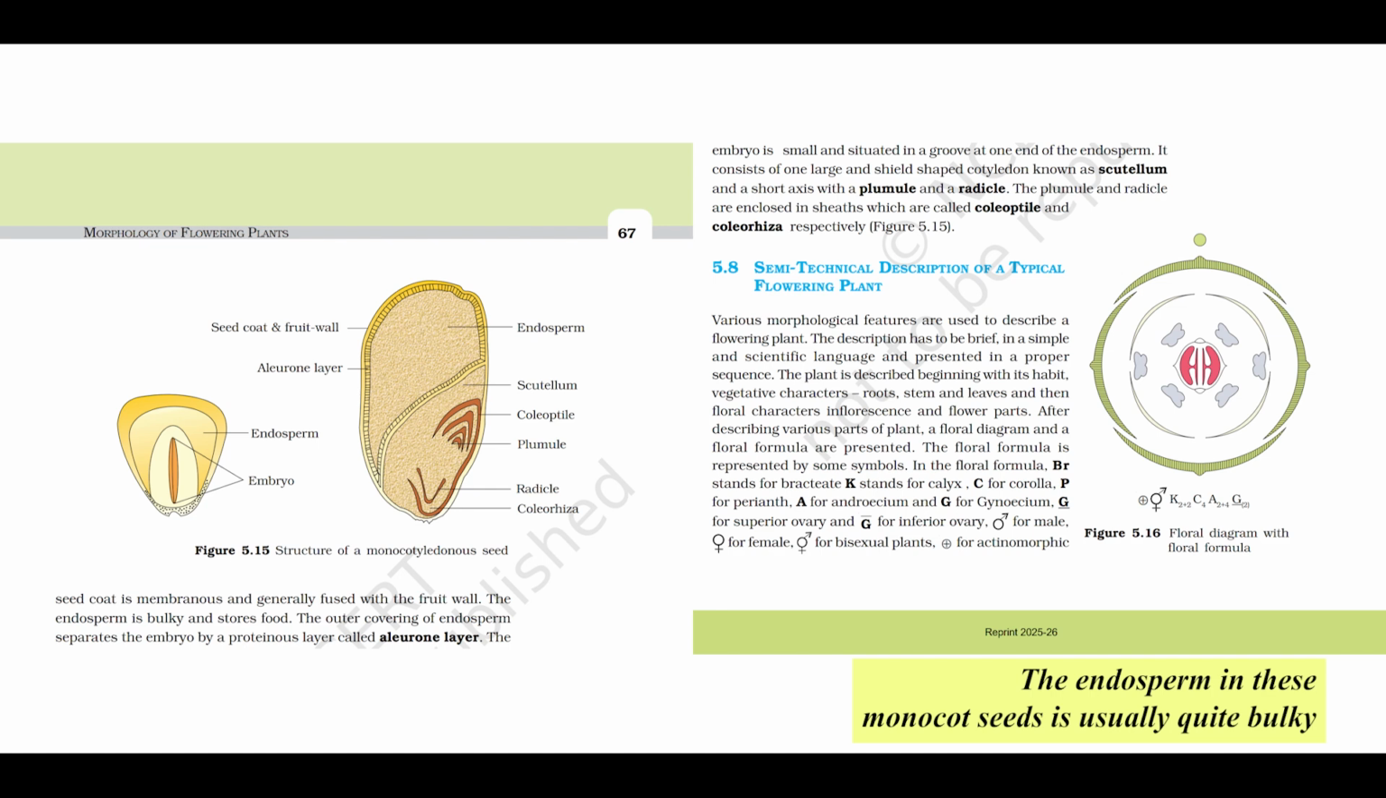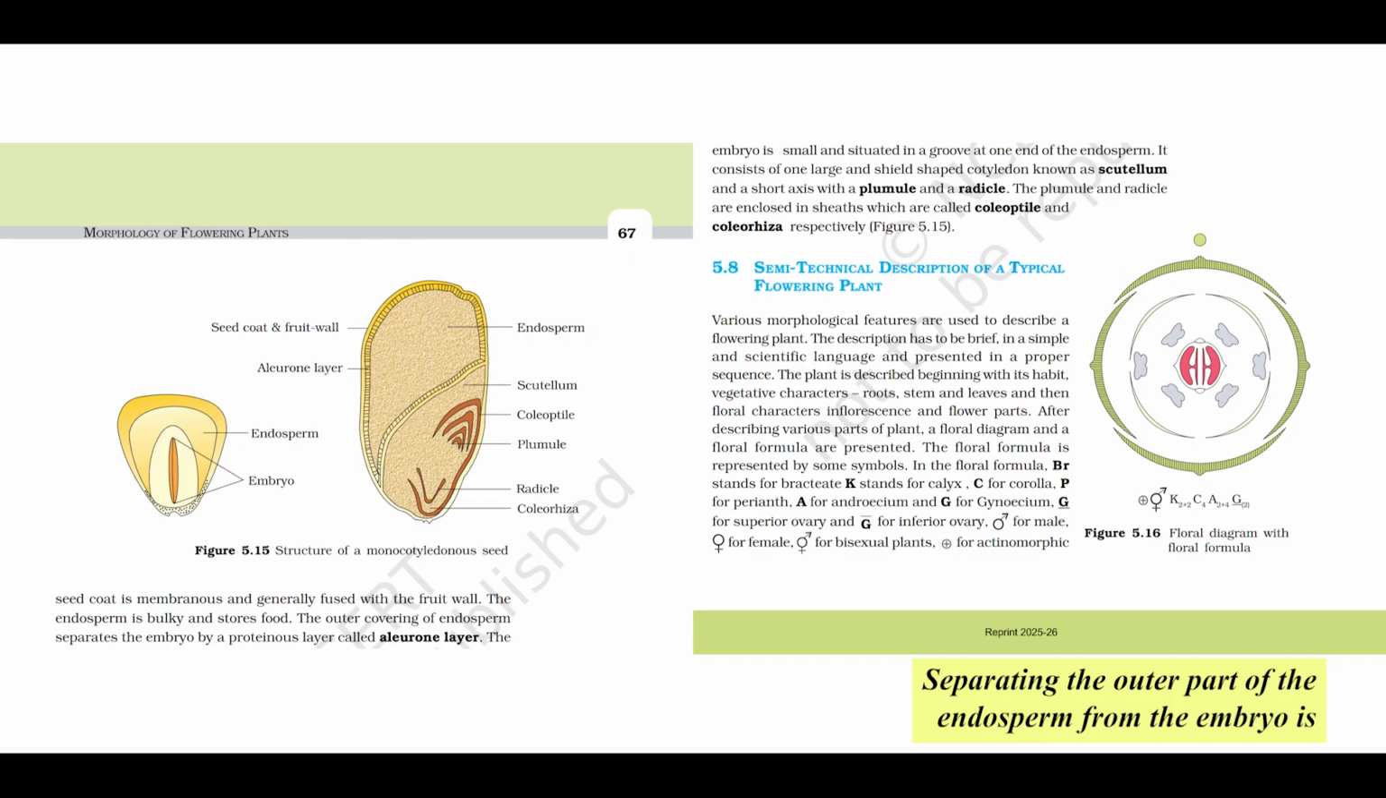The endosperm in these monocot seeds is usually quite bulky and serves as the primary food storage tissue, much like in endospermic dicots such as castor. This large endosperm is what makes grains like maize, wheat, and rice so energy-rich and staple foods worldwide.